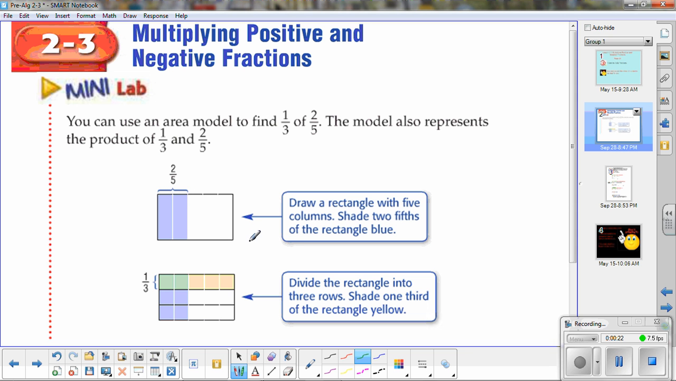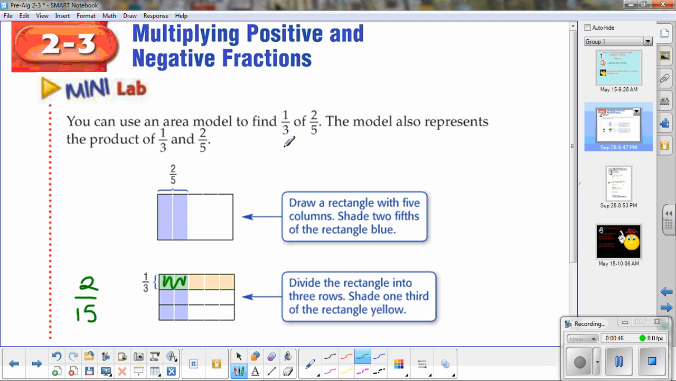Now, if we want to take 1/3 of that, we're going to divide it into 3 equal sections in the other direction. And now that part was shaded yellow. And this part where they overlap, the green part, is where you will find 1/3 of 2/5. 1/3 of 2/5 is 2 out of 15 equal parts.